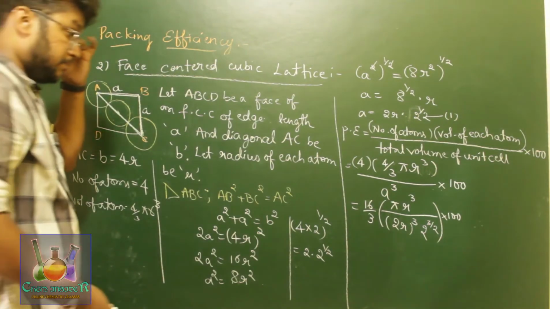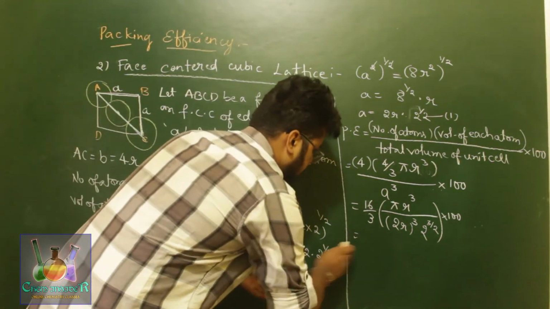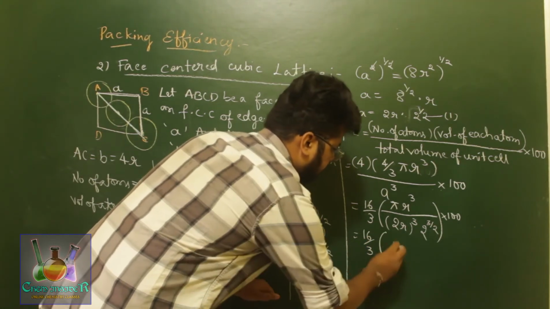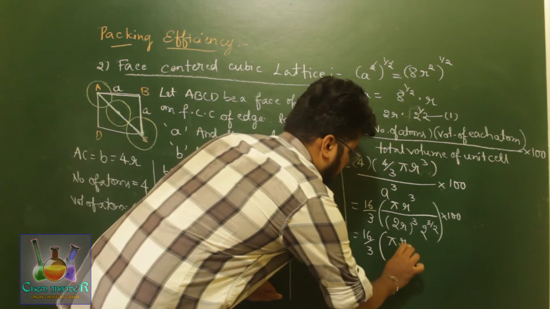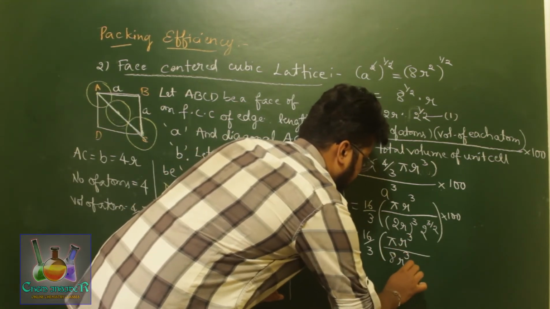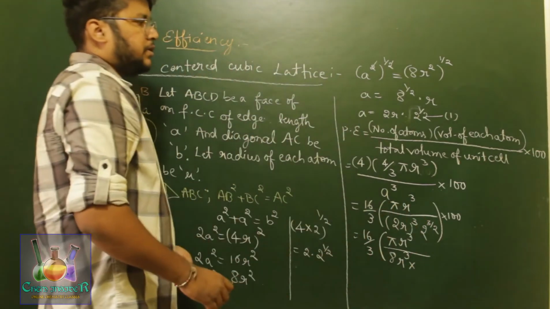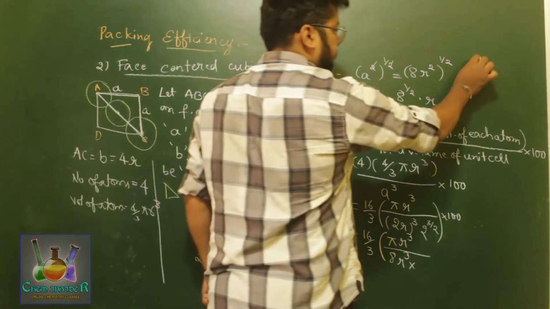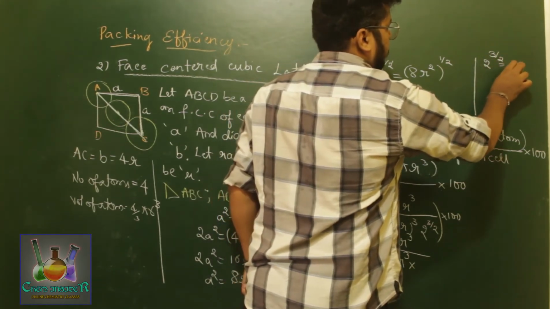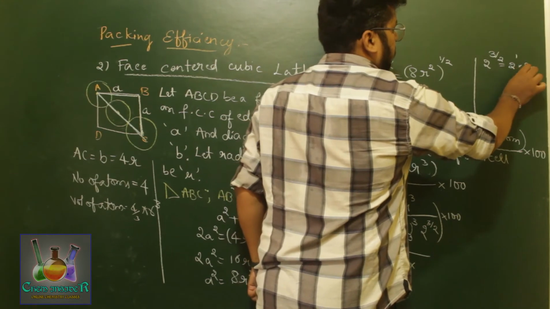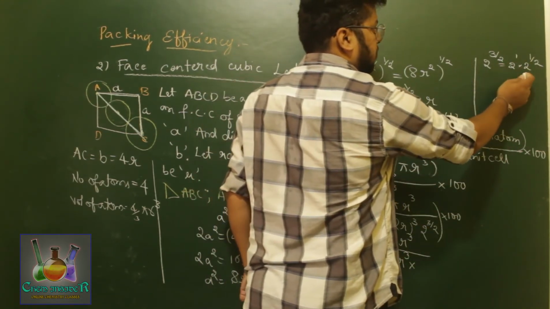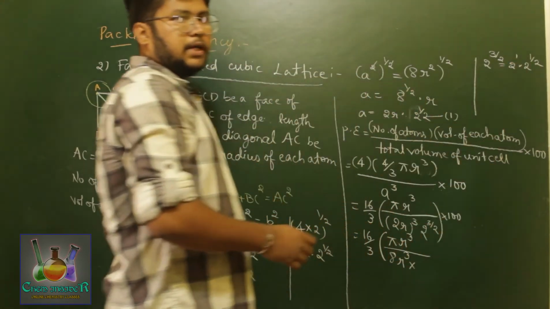Now on simplifying, we get 16 by 3 into pi r cube divided by 8r cube into 2 to the power 3 by 2. 2 to the power 3 by 2 can be written as 2 to the power 1 into 2 to the power 1 by 2, that is a power n times a power m gives us a power m plus n.